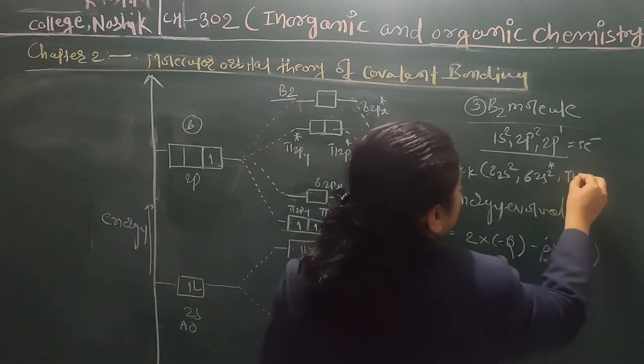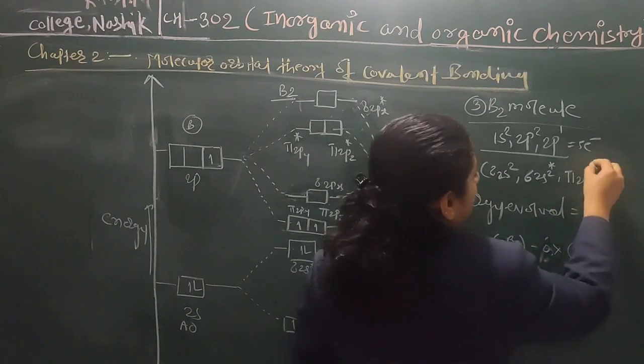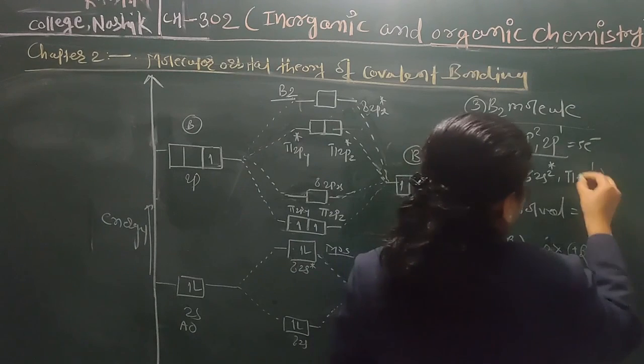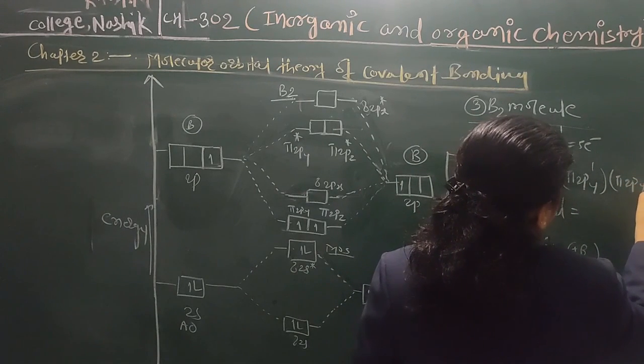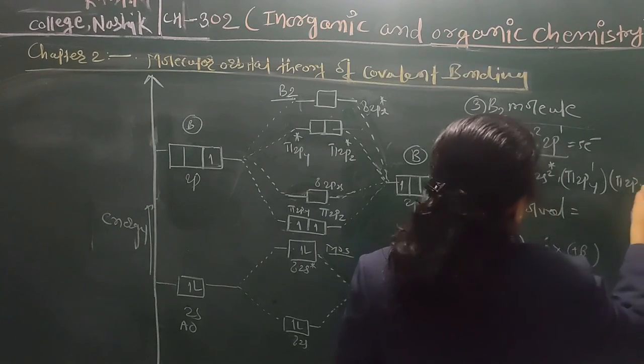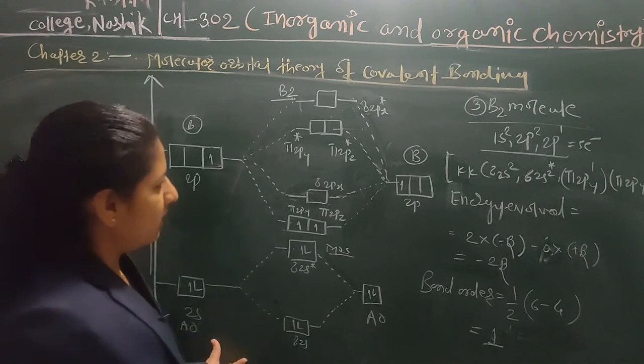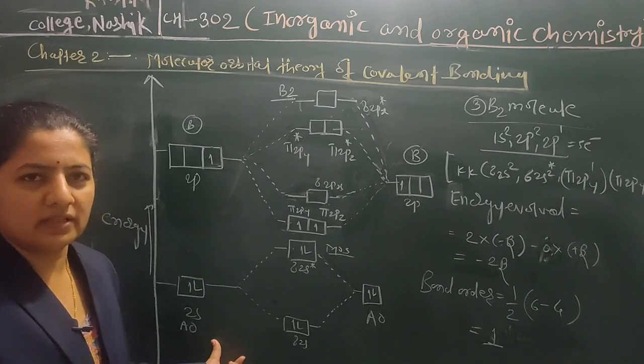sigma 2s star 2 anti-bonding, then pi 2p-y1, pi 2p-z1. This is the electronic configuration. Now we will discuss the C2 molecule.